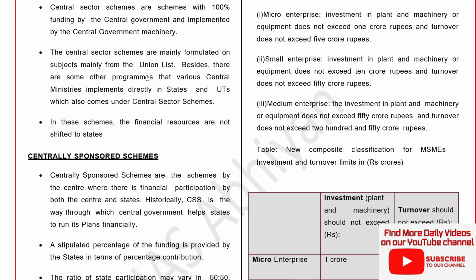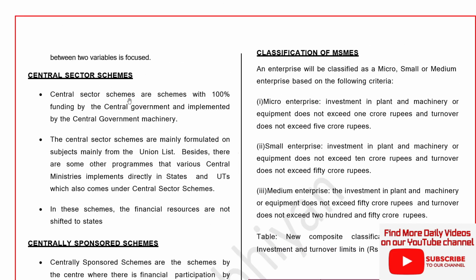Let's see what is central sector schemes. Central sector schemes are schemes with 100% funding by the central government and implemented by the central government machinery. The central sector schemes are mainly formulated on subjects from the Union list. Besides, there are some other programs that various central ministries implement directly in states and UTs, which also come under central sector schemes. In these schemes, the financial resources are not shifted to states.